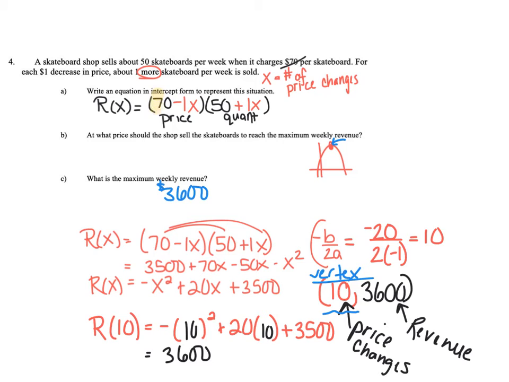So a couple ways you could think this through. I find it easiest to go back to my revenue function where it was 70 minus 1x. That's the price portion. And what I do is I start substituting. I do 70 minus 1 times x. Well, x is 10. So 70 minus 10 would be $60 per board.